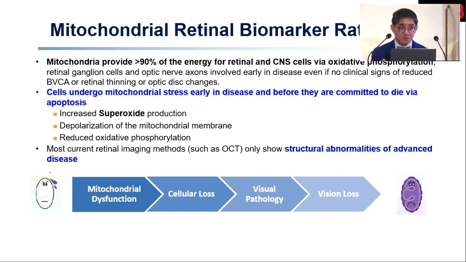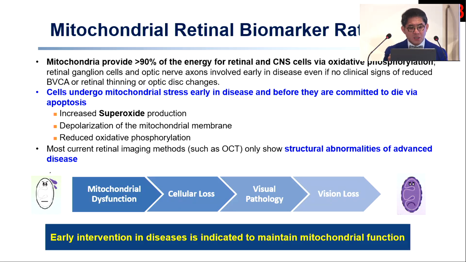Most of the time at this moment, we as clinician scientists will see patients when they have vision loss or visual pathology, and that's what we are seeing right now. But we want to shift our opportunity. We want to see the patient earlier to see if we can detect it. So with this concept, again, early intervention in disease is indicated to maintain mitochondrial function.